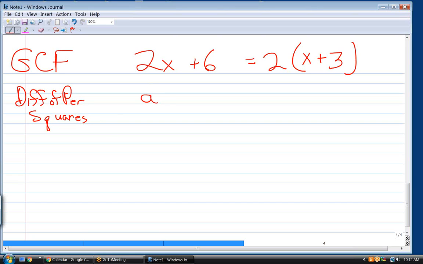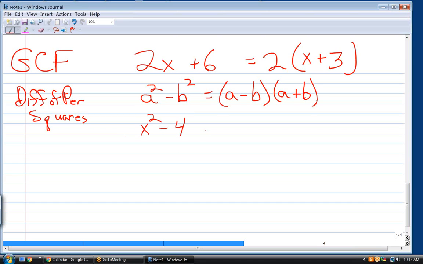If I have a squared, no matter what a is, minus b squared, I have the difference of perfect squares. And that always factors into this. For example, if I had x squared minus 4, that would factor into x minus 2 and x plus 2. Okay, see how it works? Yeah. Tell me what this is.